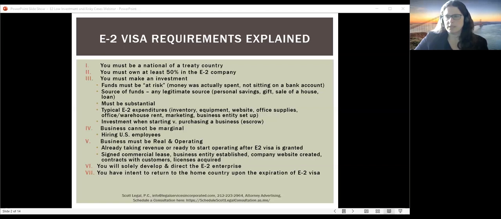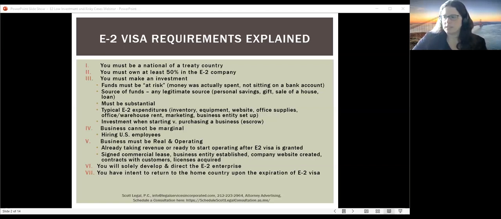So another requirement is that the investor is going to develop and direct the enterprise. So the E-2 investor needs to take a hand in running the company. Generally, also showing that you own 50% or more of the company will show that you have the ability to perform that function of developing and directing the enterprise. But the E-2 is not for people that want to move to the U.S. and retire. Certainly you can hire people to do more of the day-to-day functions, but the investor themselves does need to take an active role in developing and directing how the enterprise is running.